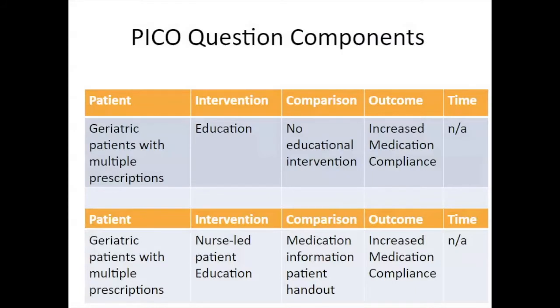For this scenario, there are at least two possible approaches to the PICO components then. One would look at an educational intervention as compared to no intervention, and two could look at a specific intervention, such as nurse-led patient education classes, as compared to another type of intervention, perhaps one that is already being used, such as a patient medication information handout.